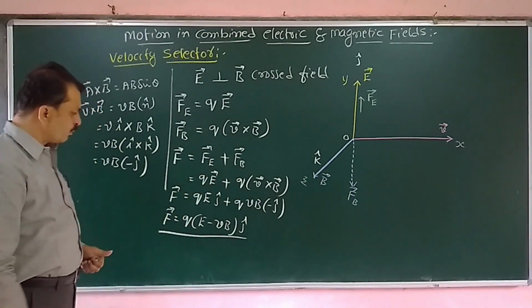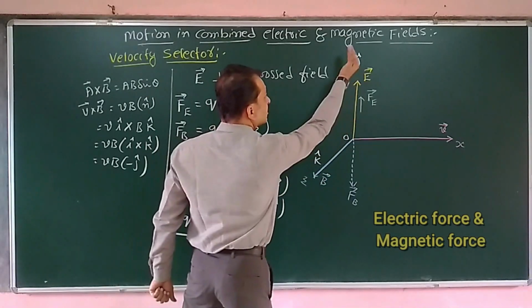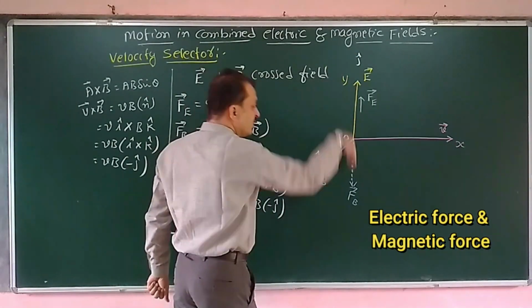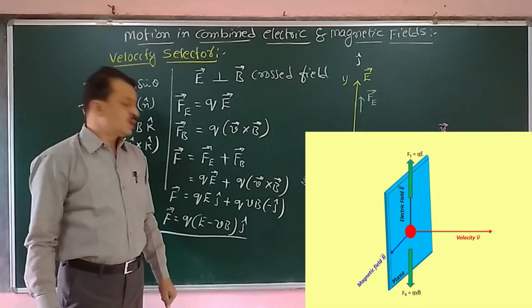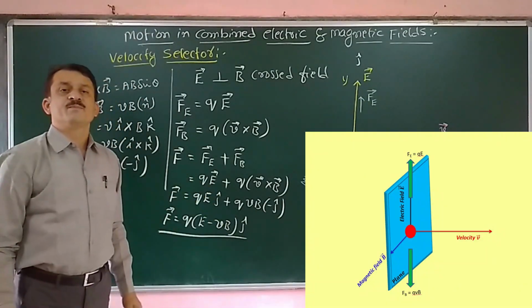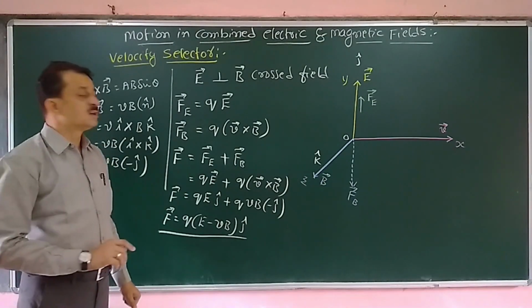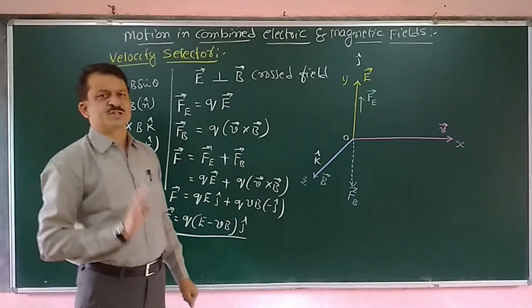Now we have a very important thing here. Since the electric force is along the y-axis and the magnetic force is along the negative of y-axis, we can adjust the value of electric field and magnetic field so that these two become equal and exactly opposite.